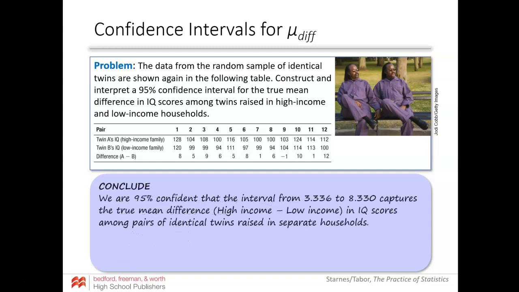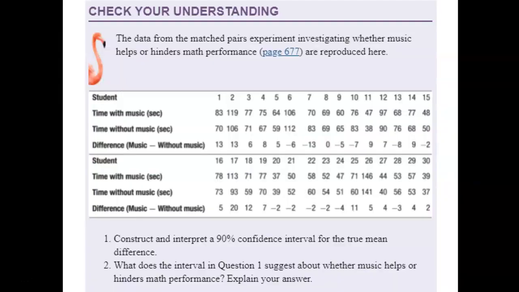All right, so there was your confidence interval. So we are 95% confident that the interval from 3.336 to 8.330 captures the true mean difference, in that order, in IQ scores among pairs of identical twins raised in separate households. Fascinating. All right, so this is something for you to try on your own.